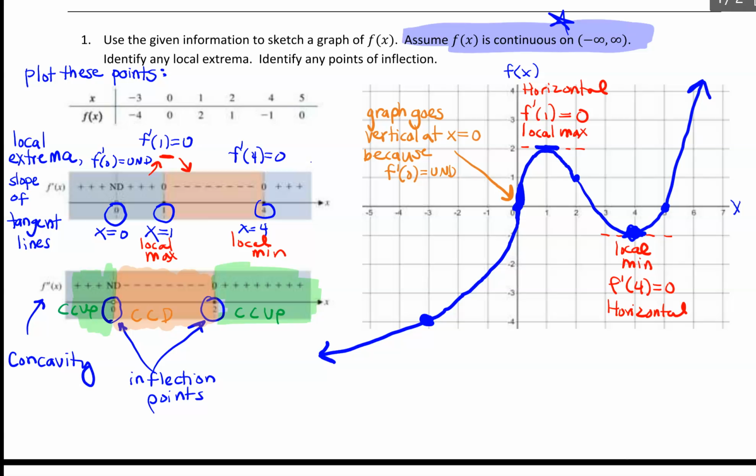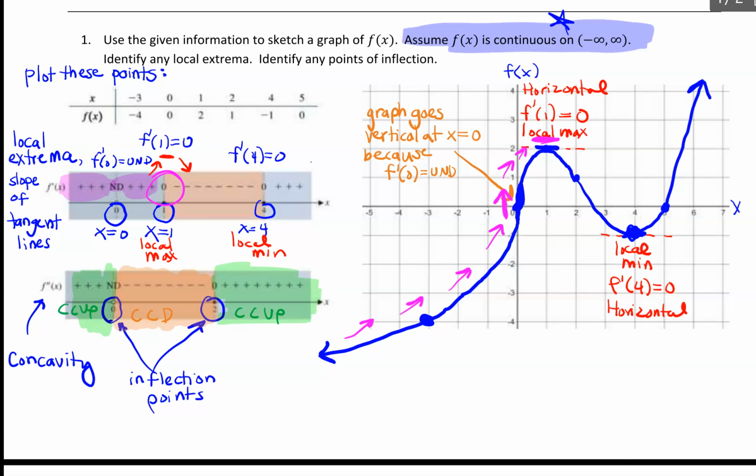Now that I've connected the dots with my concavity, I'm going to go back and just double check the tangent lines, the slopes of the tangent lines here. So I should have a positive sloping tangent line till I hit 0. So let's double check that that's actually happening. My tangent lines are pointing up, up, up, up till I hit 0 where it went vertical for a second. Okay, then I pick back up with those positive tangent lines and I can see I'm still going up. But then it's going to hit 0 again at 1, so it leveled off.